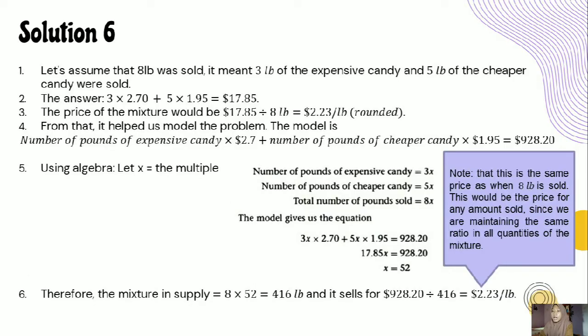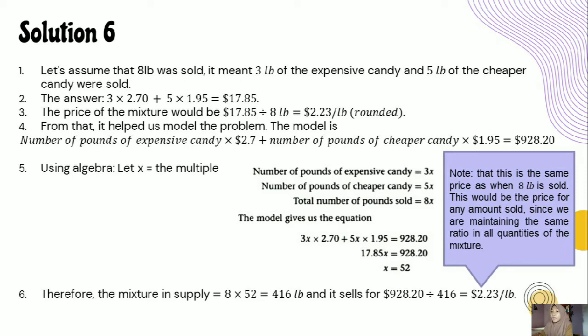The solution: let's assume 8 pounds was sold. It means 3 pounds of the expensive candy and 5 pounds of the cheaper candy were sold. And the answer: 3 multiplied by 2.70 plus 5 multiplied by 1.95 equals $70.85. The price of the mixture would be $70.85 divided by 8 pounds equals $2.23 per pound. From that, it helps you model the problem.